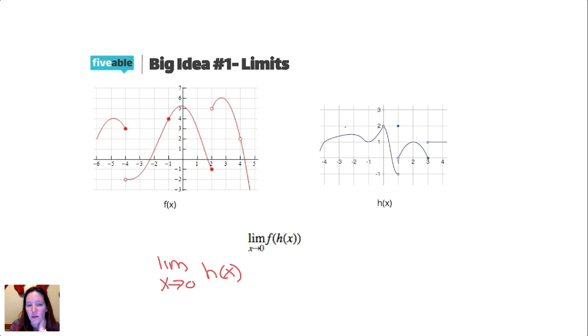And hopefully you see my pen is delaying again, but you can see that it's approaching 2, right? As I come from the left and right of 0, h of x is approaching 2. Easy enough, right?